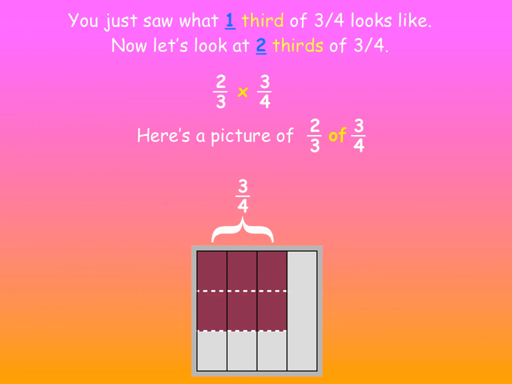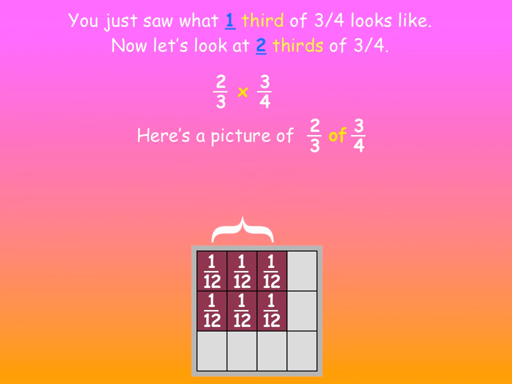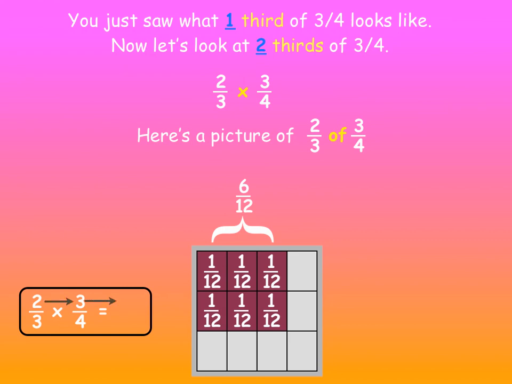Let's draw the extra lines in. And we see we have 1, 2, 3, 4, 5, 6/12. Let's look at the math now. 2/3 times 3/4. Multiply the numerator times the numerator. 2 times 3 is 6. And the denominator times the denominator. 3 times 4 is 12. 6/12, just as it shows in the picture.